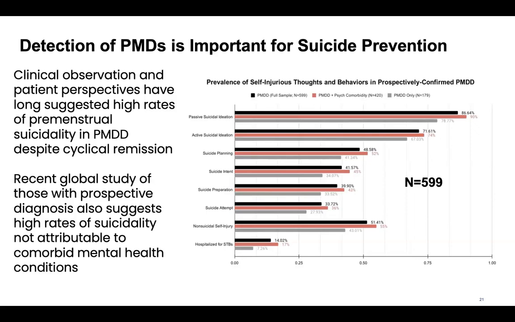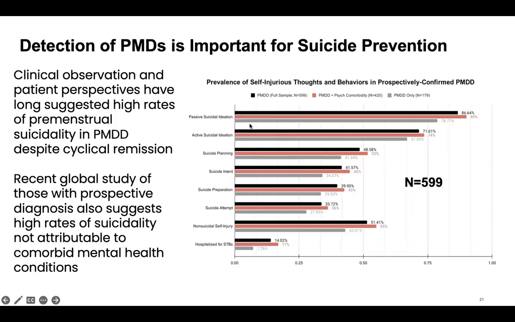People with PMDD often experience very high rates of suicidality, even comparable or higher compared to many other mental health diagnoses. And a recent global study of those with prospectively diagnosed PMDD, so that means based on 2 months of daily ratings, suggested that there are very high rates of suicidality among those with PMDD that are not attributable to comorbid mental health conditions. When you're just isolating out the people who only have PMDD.